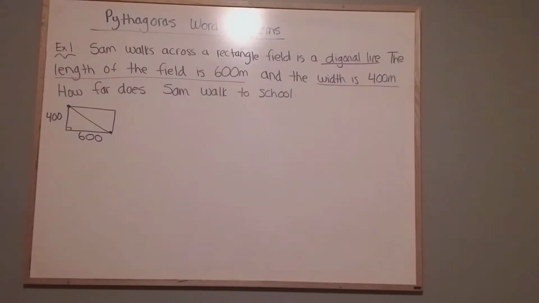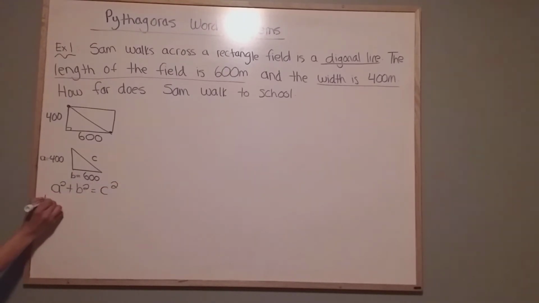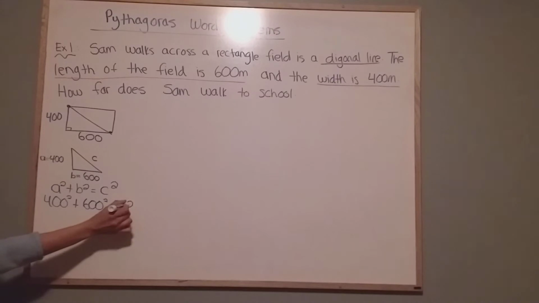And to figure out my answer, I want to draw my triangle. So this is 400. This is 600. And this is my C, which I'm looking for. I can label this as my A, this as my B. So in order to solve this question, I have to use Pythagoras. A squared plus B squared equals C squared. A is 400 squared plus 600 squared equals C squared.